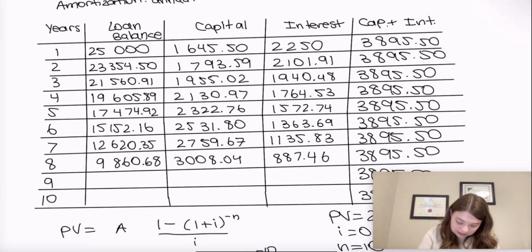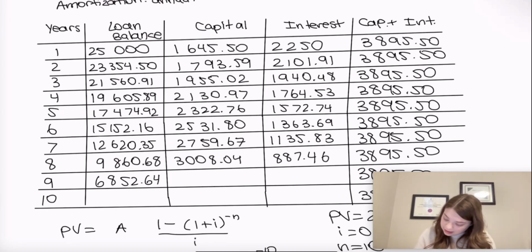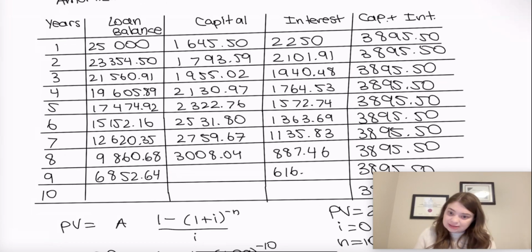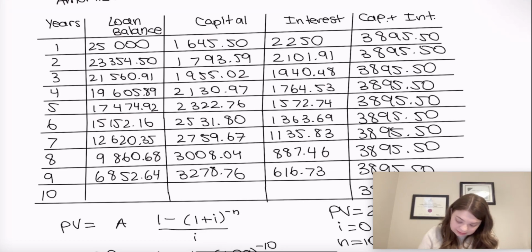So 9,860.68. That means we now only owe $6,852.64, multiplied by 9%, and we have $616.73 of interest we're paying that year. Then subtract that from the capital and interest, so the overall payment, and therefore the capital that is put towards it is $3,278.76.